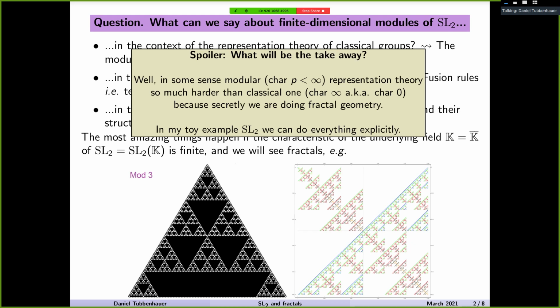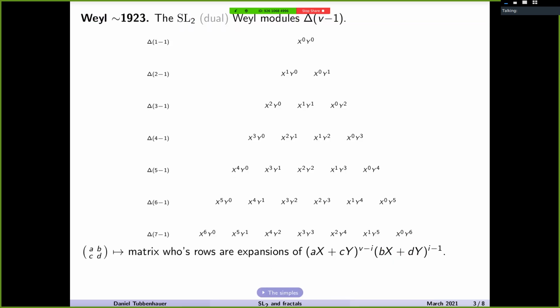So characteristic 0 is what you usually read in textbooks, and it should be called characteristic infinity, at least in my humble opinion. Anyway, let me just jump into it with a very classical story. If you haven't seen it, here you go. It's very nice, and it goes back to Hermann Weyl. By now it's about 100 years old. What he did is he basically wrote down closed formulas for the simple modules of SL2, and they are nowadays called after him.